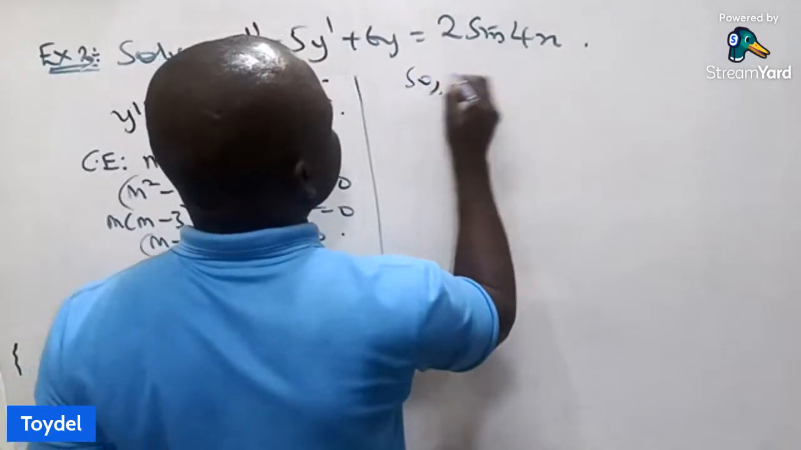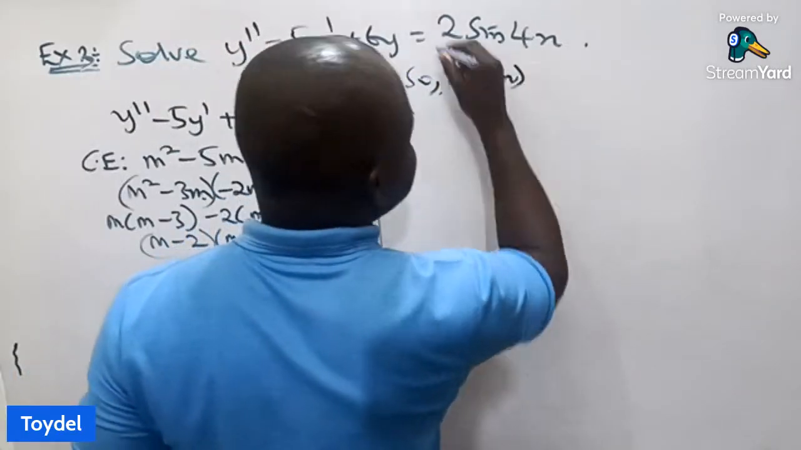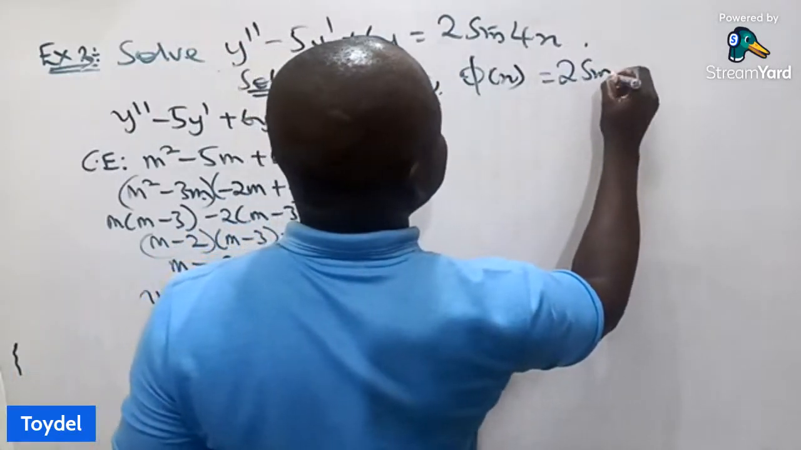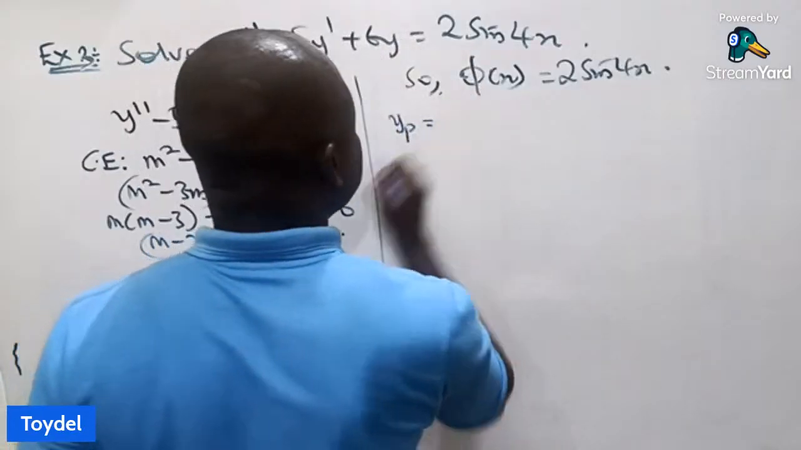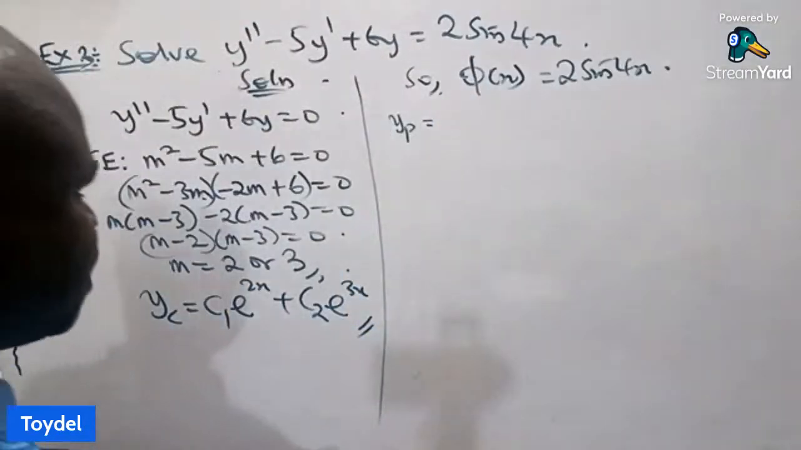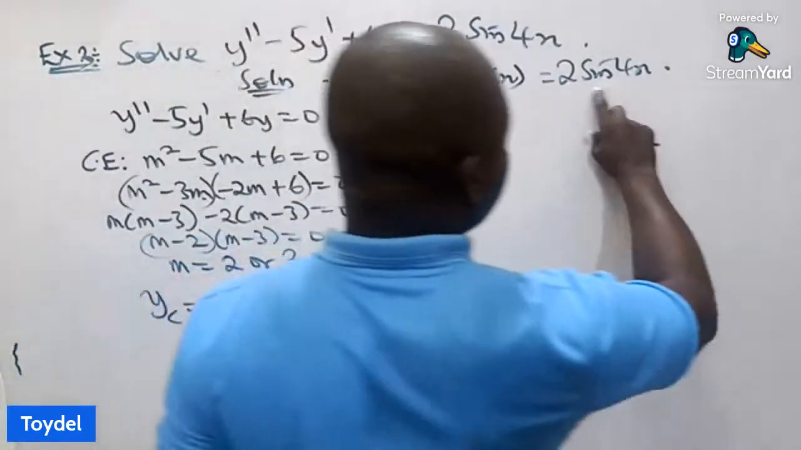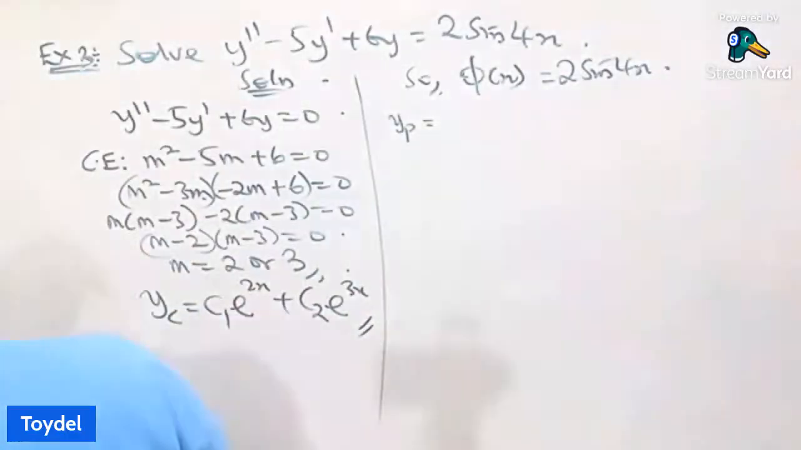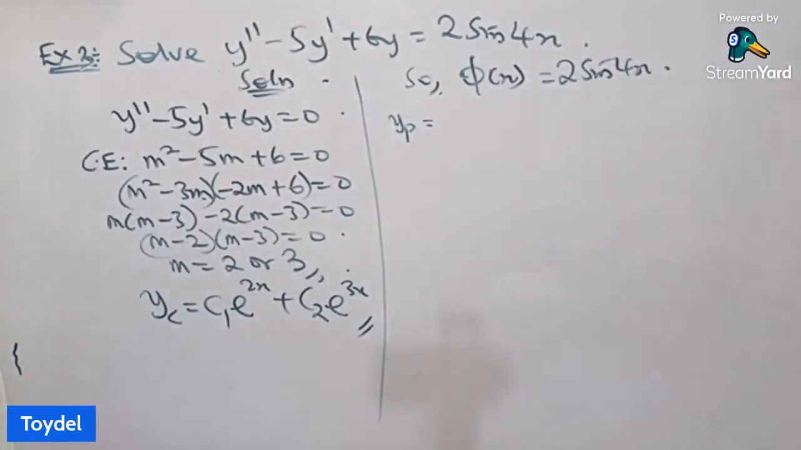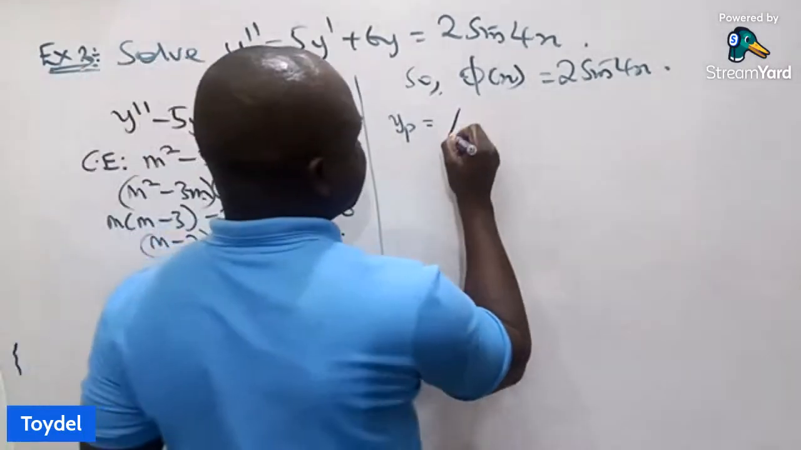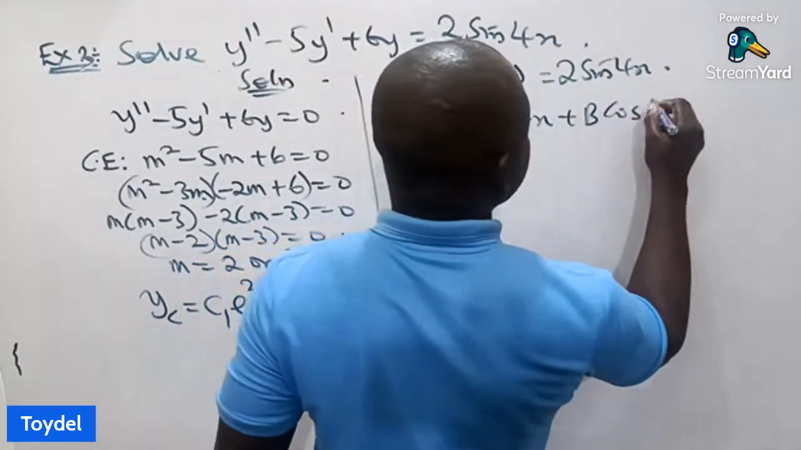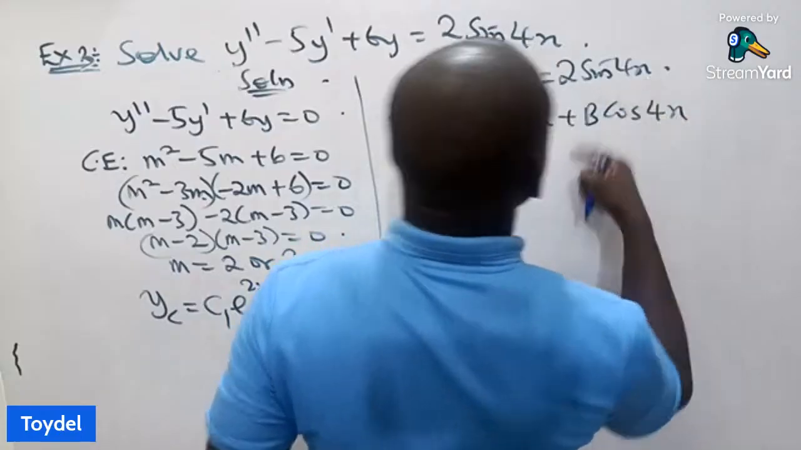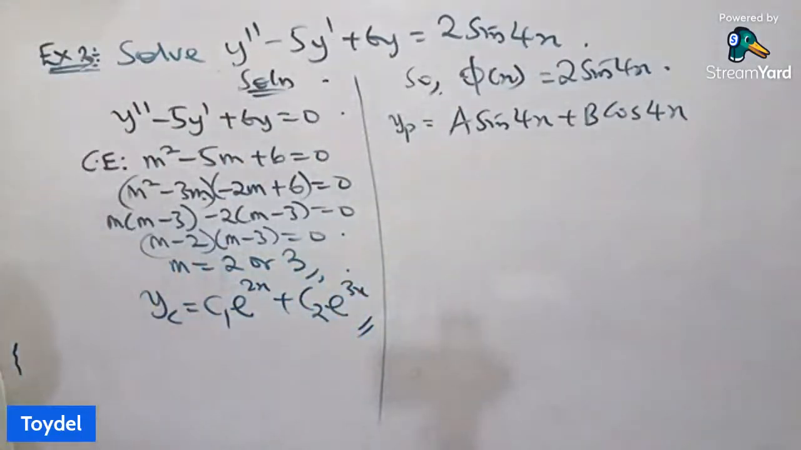So phi of x, which is the right hand side, is given as what? 2 sine 4x. Of course, the y_p here, let's look at this very well. Either you have sine or cosine. By the time we write the particular y_p, it will be in the form of a sine 4x plus b cos 4x. If I give a cos here, we are still going to write the two, sine and cos. That is how to do that.